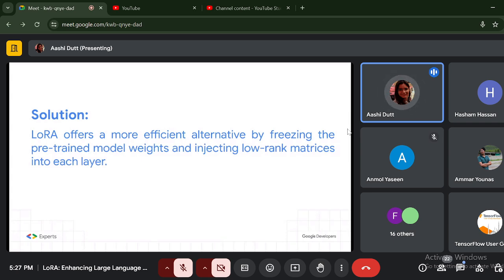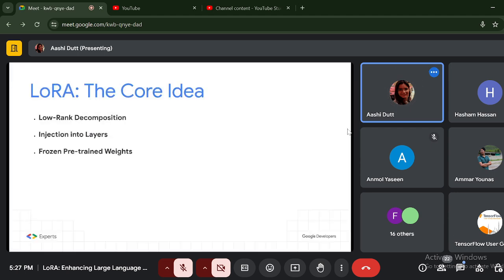LoRA offers you an alternative way such that you freeze the pre-trained model weights and inject low-rank matrices into each layer. So what is this? We are not putting some injections into the model or something, but how do we do it? We're going to understand it. So the core idea of LoRA is low rank decomposition, injection into layers, and freezing the pre-trained weights. Right? We understand it one by one.